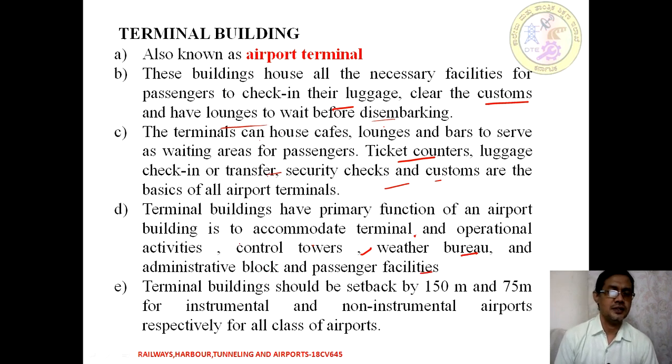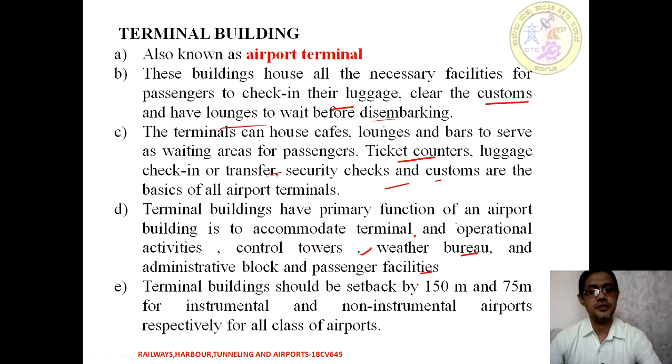So all these are going to be facilitated inside the terminal building or airport terminal. The size of this terminal is going to matter. It always depends upon the peak hour traffic handling and the percent usage of an airport for a particular peak hour, so that is in terms of square meters that we are going to be providing. Usually these terminal buildings should have a setback of 150 meters to 75 meters.